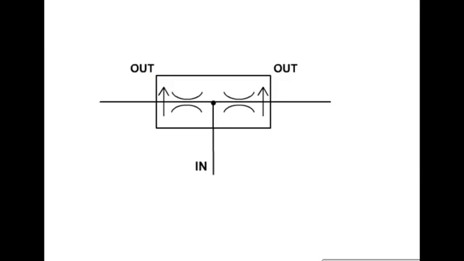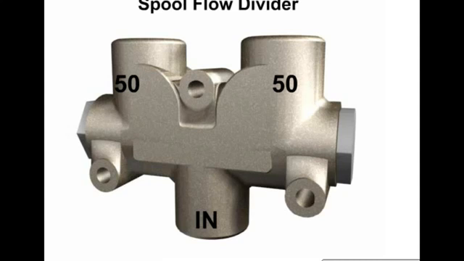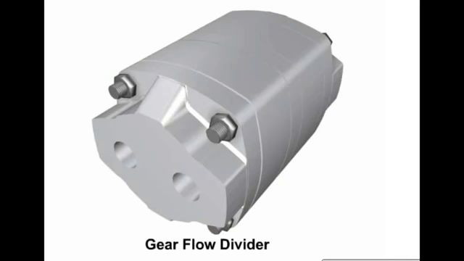A proportional flow divider is a device that divides flow into two or more flow parts. By dividing the flow, a single pump can be used to operate multiple circuits at the same time. The two types of proportional flow dividers are the spool and the gear or rotary.